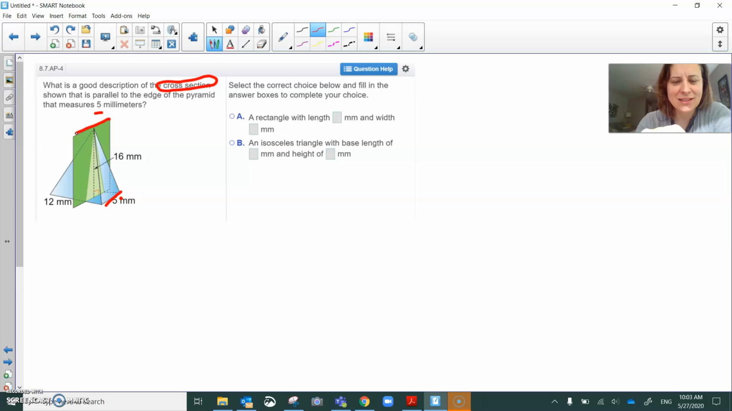So when we look at the selections that we have for us, the one that says a rectangle can't be it because it's a triangle. So it's going to be this one. It's going to be B.